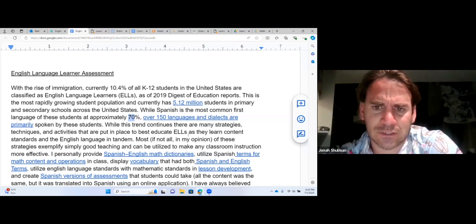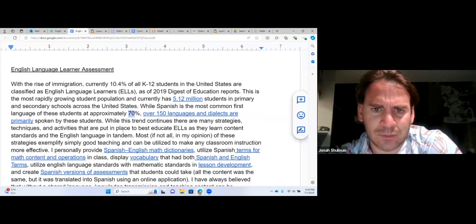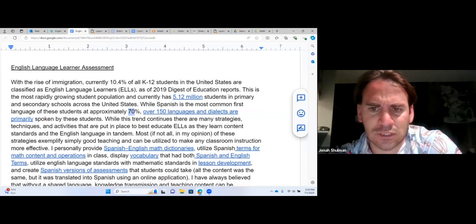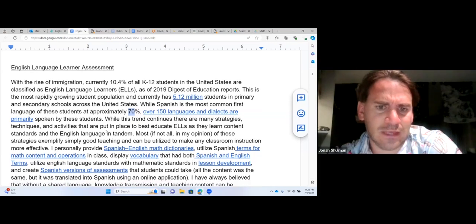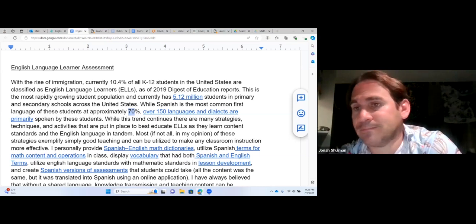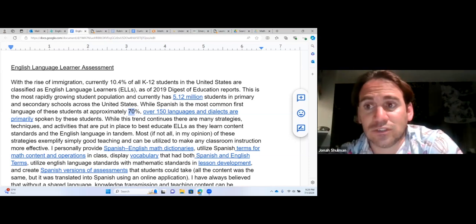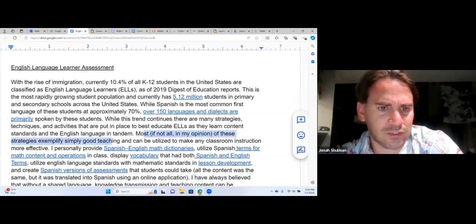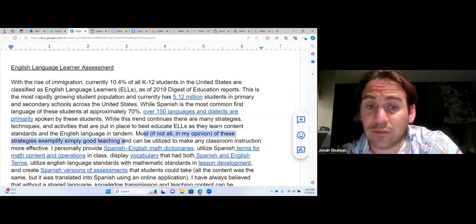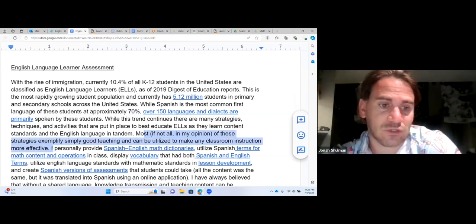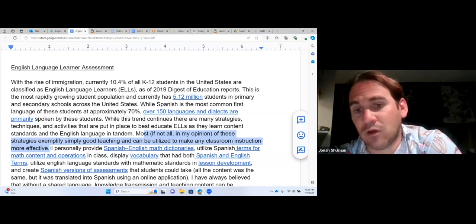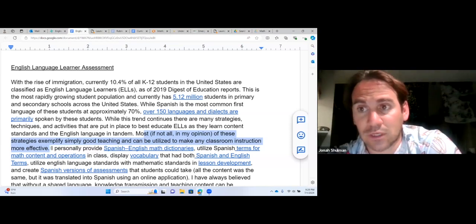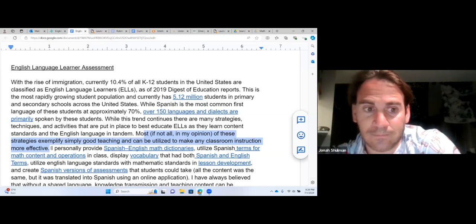While this trend continues, there are many strategies, techniques, and activities put in place to best educate English language learners as they learn the content and standards and the English language in tandem. So basically, you're going to teach them math, but also English at the same time. Most, if not all, of these strategies are just good teaching, and they can be utilized to make any classroom instruction more effective. I feel the same way about helping students with special needs and who are classified with disabilities. I just think it's good teaching.